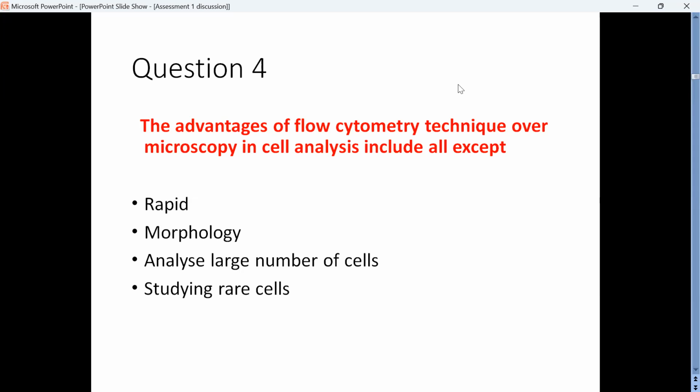One disadvantage is you cannot study the morphology of the cells. By flow cytometry, you cannot see how the cell appears. Some people have not taken up this answer because we discussed imaging flow cytometry, where we touched upon morphology a bit.